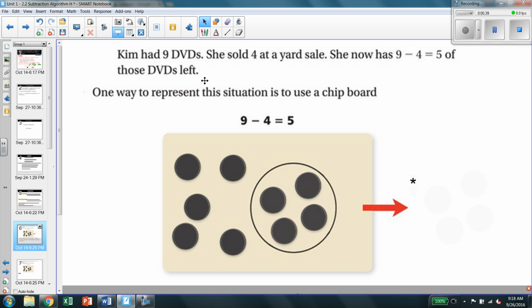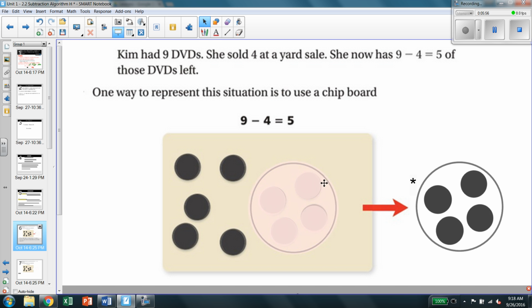Kim has 9 DVDs. She sold 4 at a yard sale. She now has 9 minus 4, or 5, of those DVDs left. One way to represent this situation is to use a chipboard. So I could take 4 of those integer chips and move them off of the board, and now my board has 5. That's one way to do it.